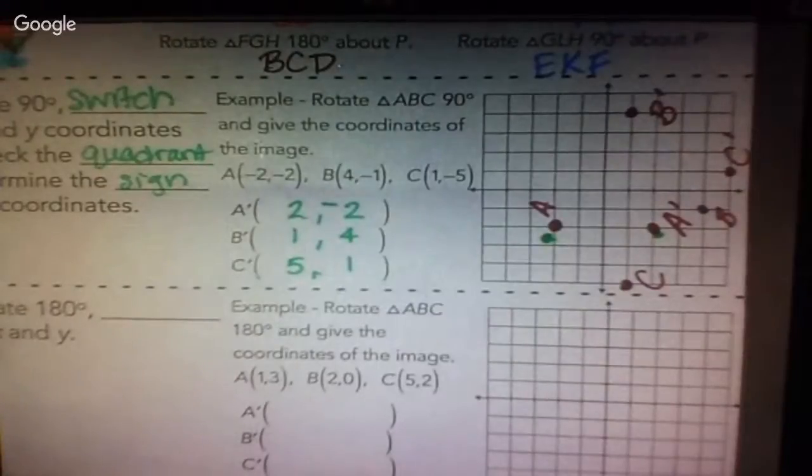Listen, if you struggle with remembering the rules, again, you get graph paper. You can easily plot this on your graph paper and say, okay, I'm going 90 degrees counterclockwise, so my original points now go here. It is okay to go back old school. Our goal right now is to learn these rules so you don't have to do that, but it is okay to go back old school. There is nothing wrong with old school.